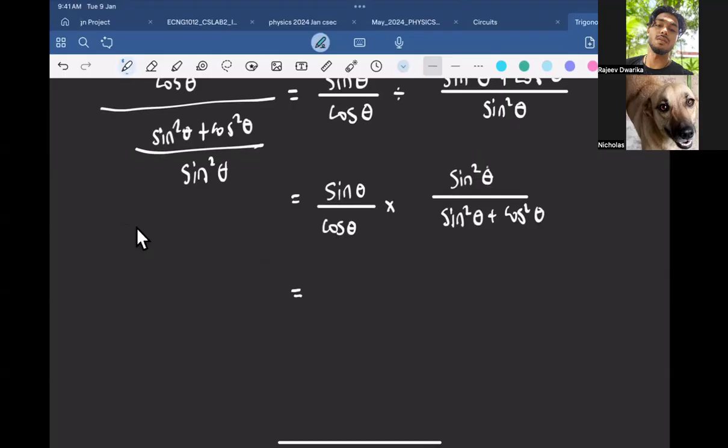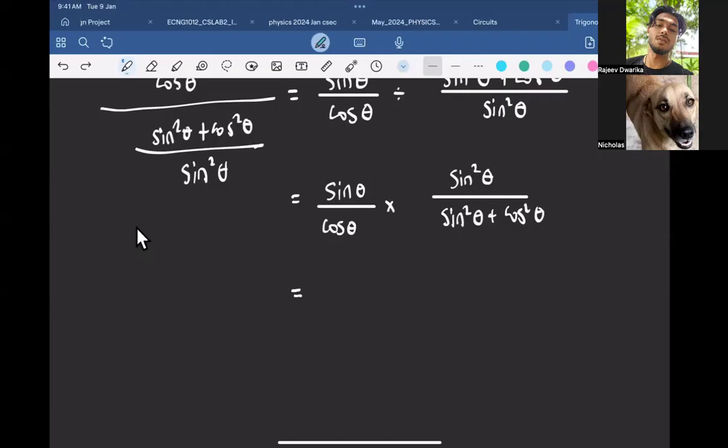Can we cancel off sine squared theta with sine squared theta? Yes or no? I don't think so. You can't, because you have addition in the denominator. Anytime you add two terms, you can't cancel off anything. So you can't do that.